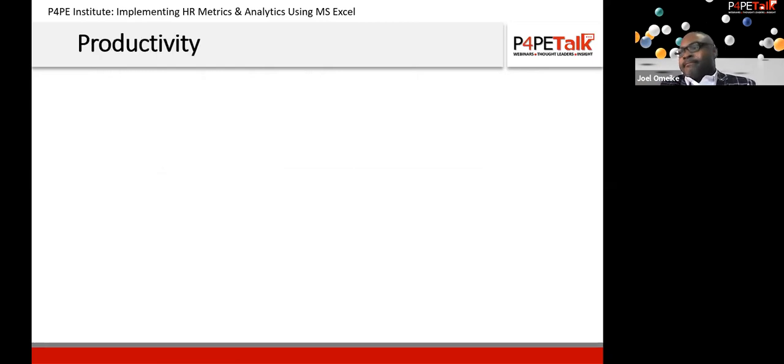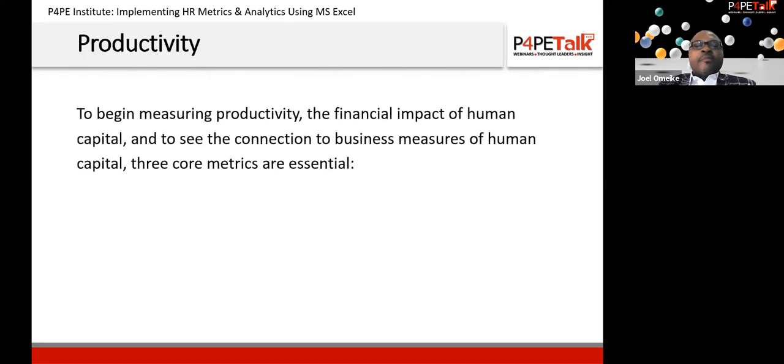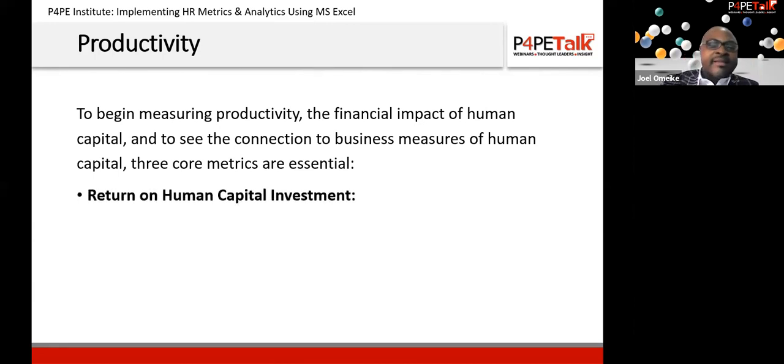Productivity. Measuring productivity. Now, to measure productivity, our focus is always the financial impact of human capital. What is the impact of HR on the bottom line of the business? And there are 3 core metrics that HR should track to be able to tell whether we're having bottom line impact on the business. The first one is return on human capital investment.